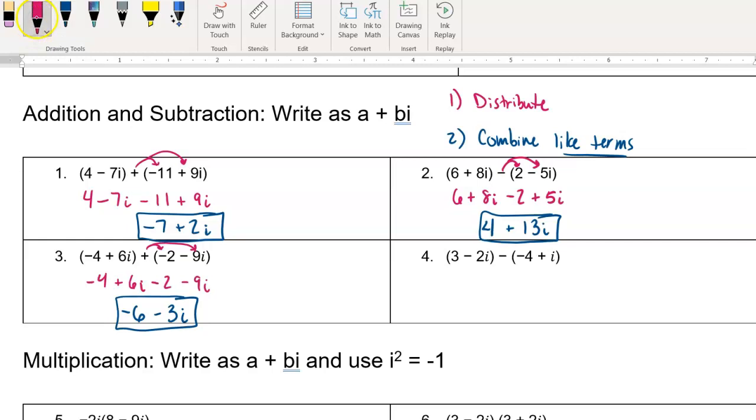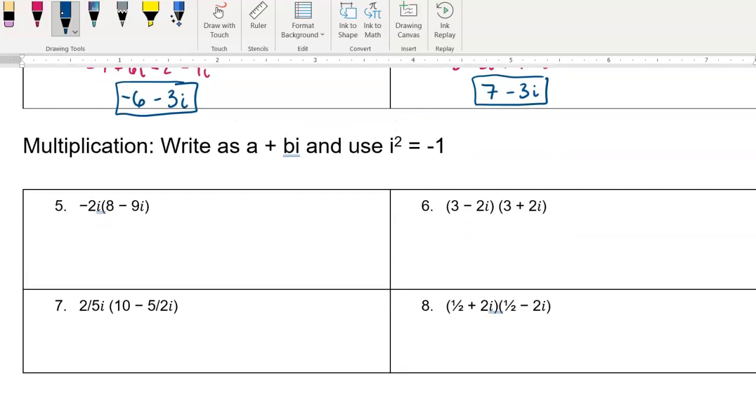And for number 4, we would distribute the negative. So the 3 minus 2i would stay the same. Negative times a negative is a positive, so it'll be positive 4. Negative times a positive is a negative, so that'll be a negative i. Combine like terms. 3 plus 4 is 7. Negative 2i minus i, so negative 2i plus a negative i would be negative 3i. So 7 minus 3i would be number 4.